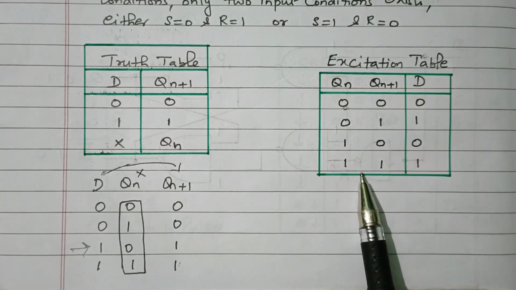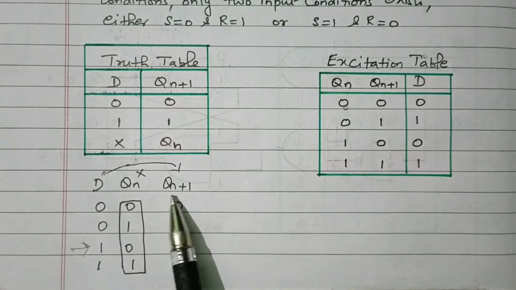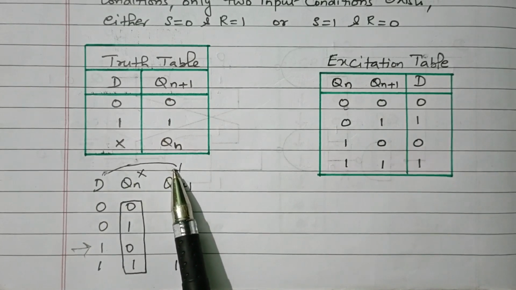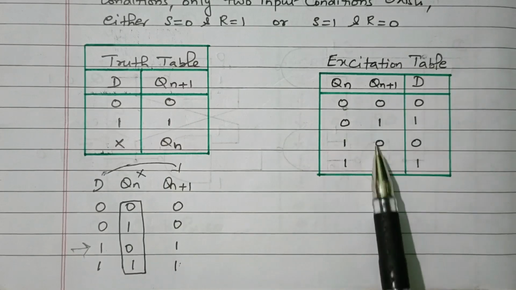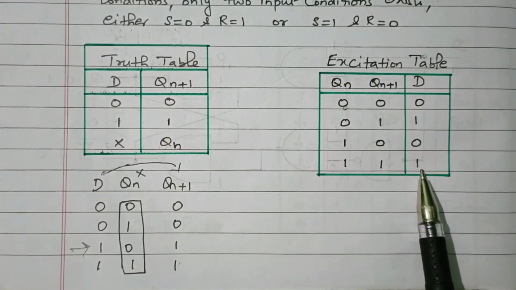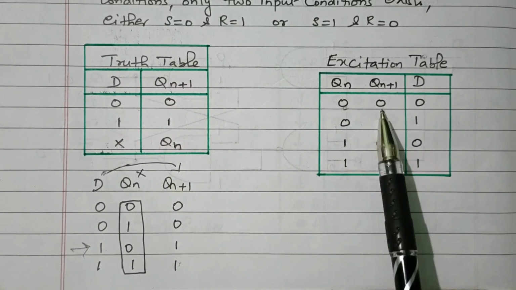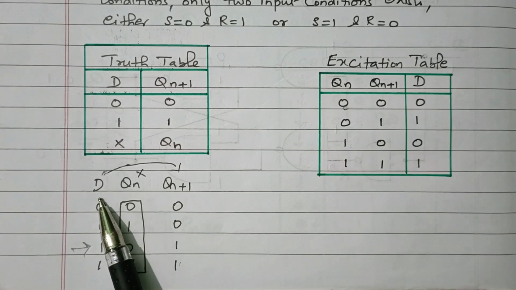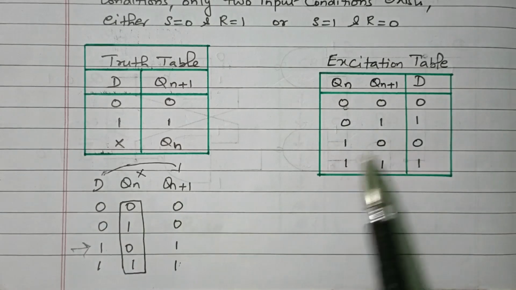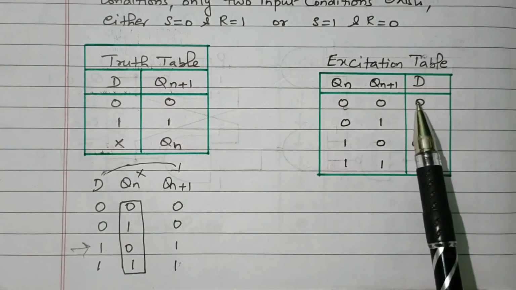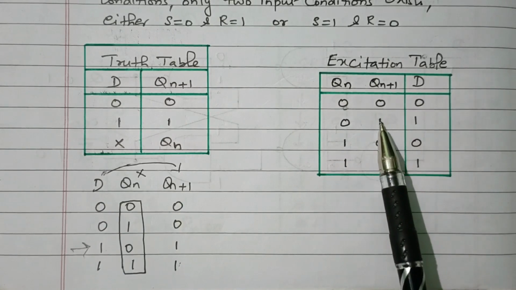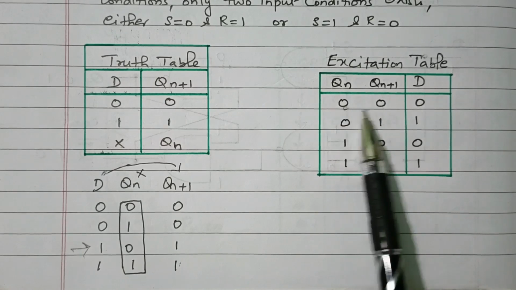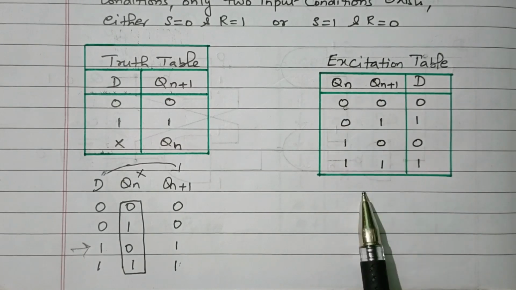So it is already very simple. We already discussed that D and Qn plus 1 are both the same. D will be reflected as Qn plus 1. So the Qn plus 1 value is the D value, whatever may be the present state. If Qn plus 1 is 0, we need D as 0. If Qn plus 1 is 1, we need D as 1. So here 2 digits, 4 combinations: 0 0, 0 1, 1 0, 1 1.